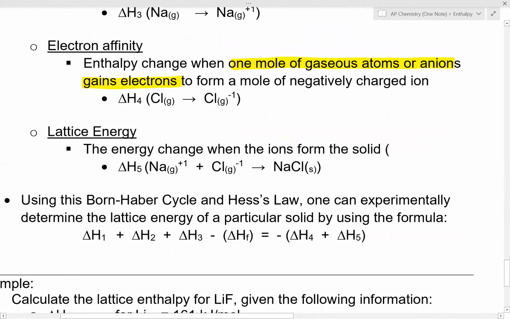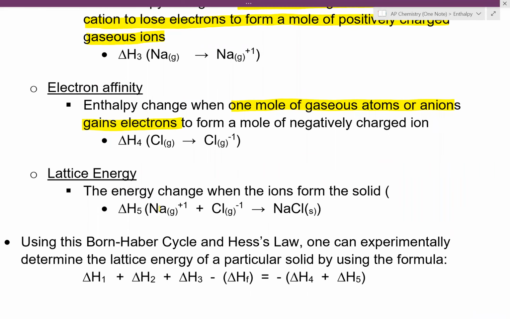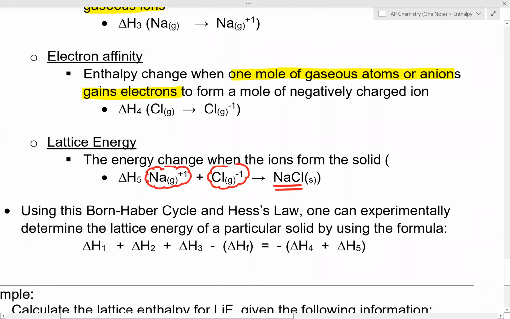And lattice energy is the energy change when the ions form a solid. So notice you have your positive ion and your negative ion forming your solid. Now, using this Born-Haber cycle and Hess's law, one can experimentally determine the lattice energy for a particular solid by using this formula.